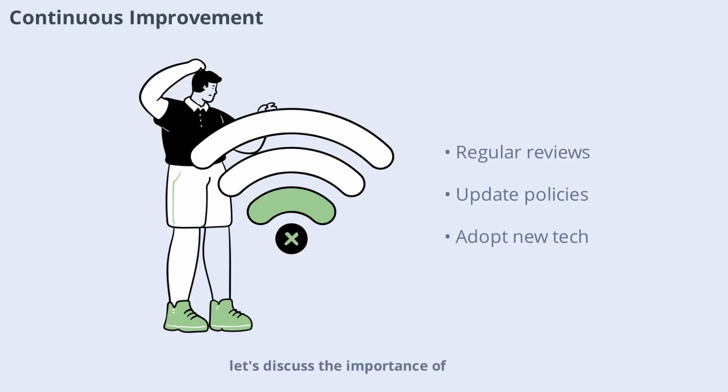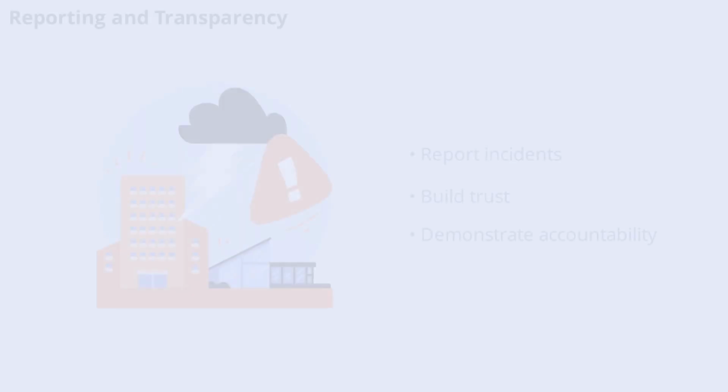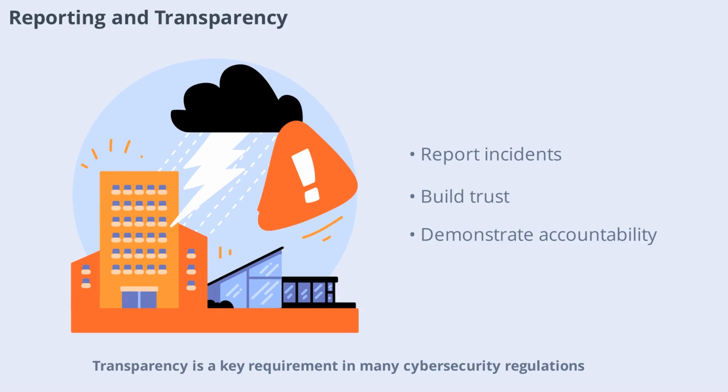Next, let's discuss the importance of reporting and transparency in regulatory frameworks. Transparency is a key requirement in many cybersecurity regulations. Organizations must report security incidents, breaches, and compliance status to regulators and, in some cases, the public. Transparent reporting builds trust and demonstrates accountability. It also helps regulators identify trends and improve policies. Failing to report incidents can result in penalties and loss of reputation.